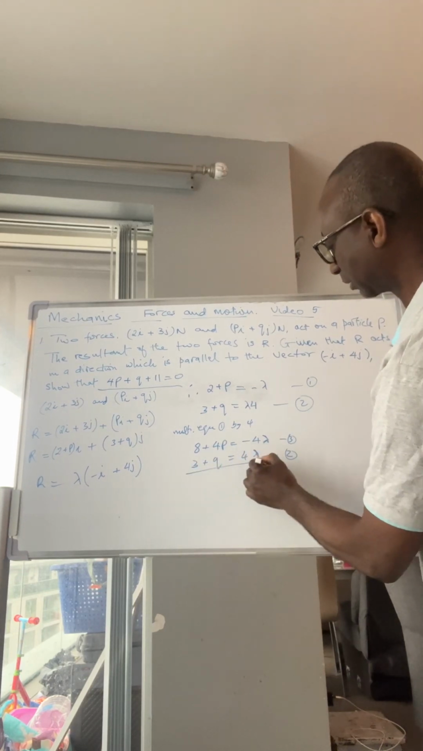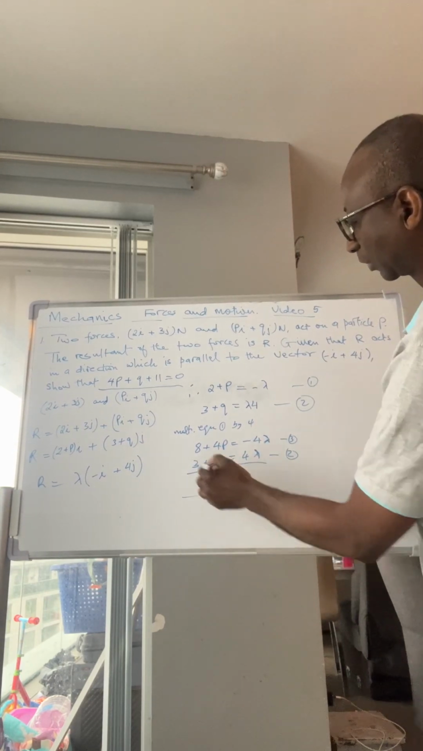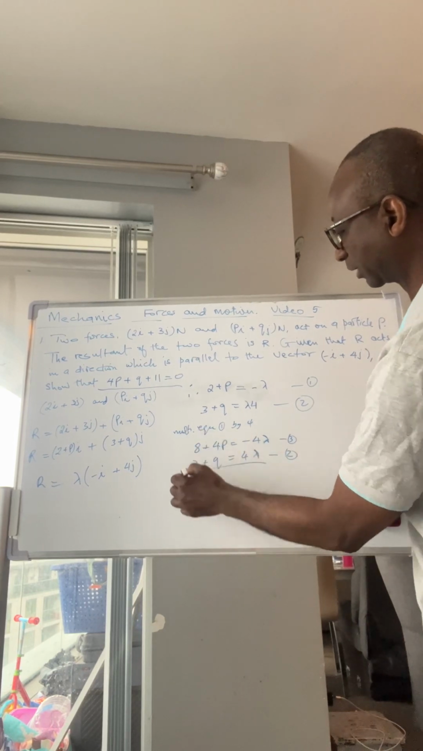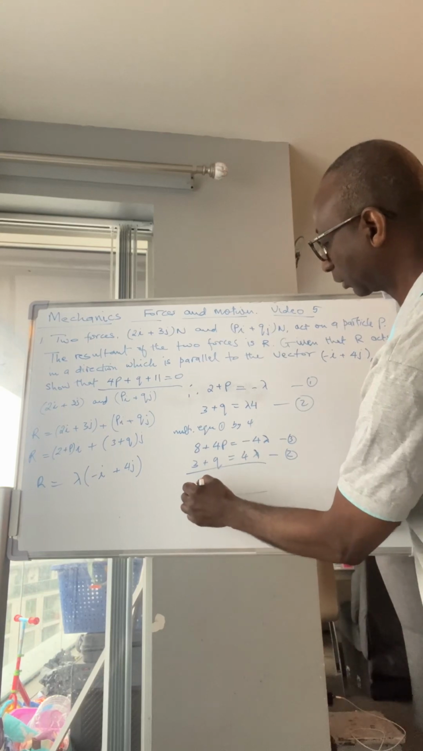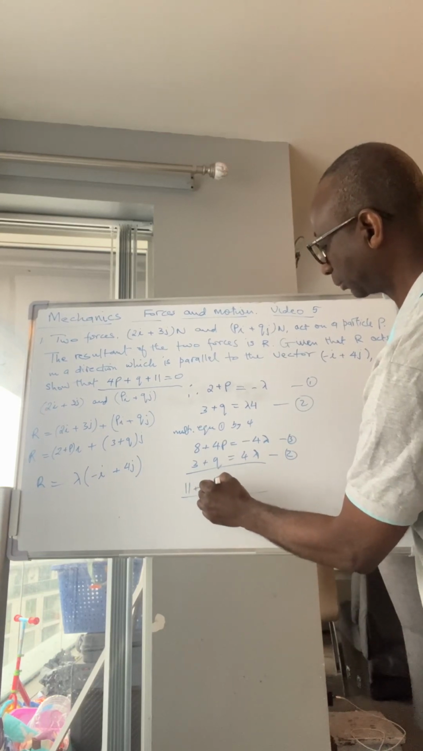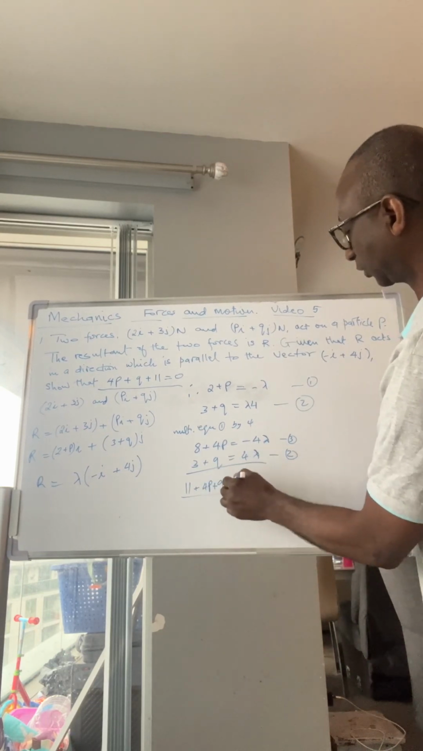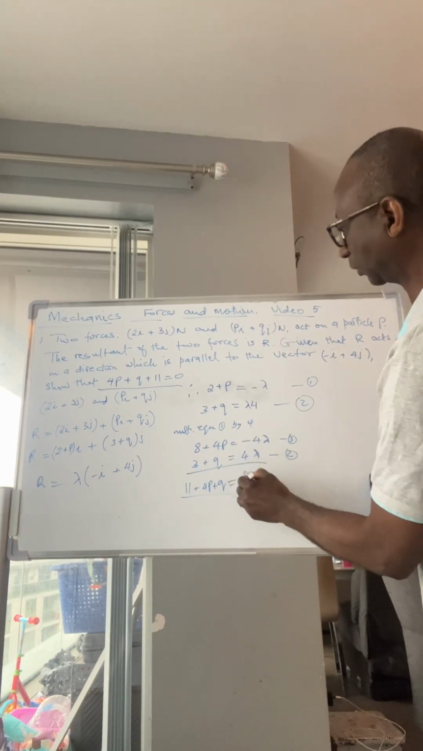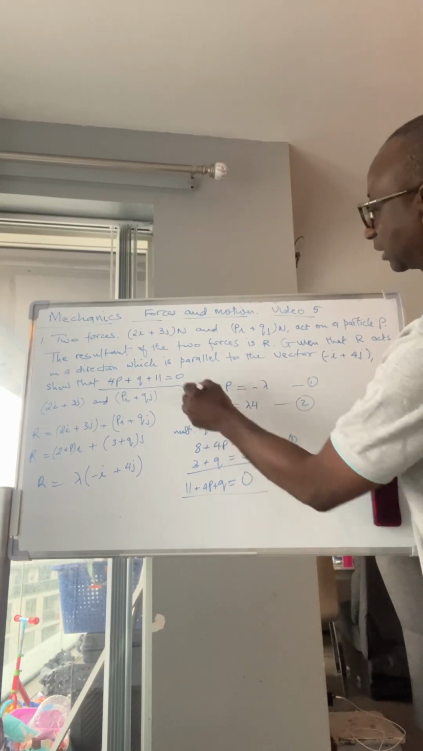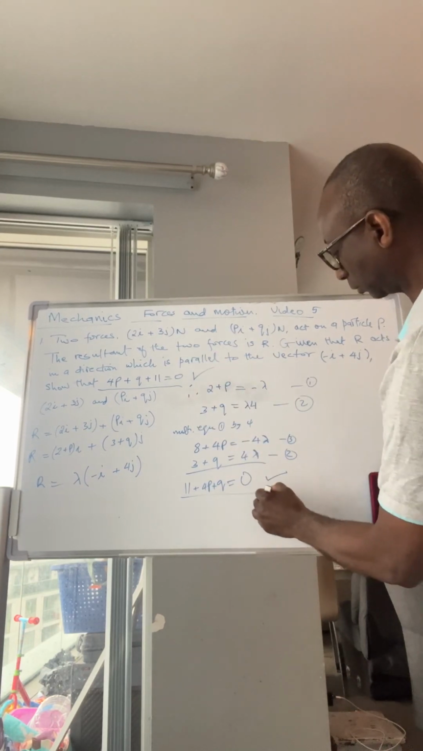Now let's add the two equations. 8 plus 3, you get 11. 4p plus q stays 4p plus q, equals minus 4 lambda plus 4 lambda, which is 0. So we got this. You write it like this: 4p plus q plus 11 equals 0.